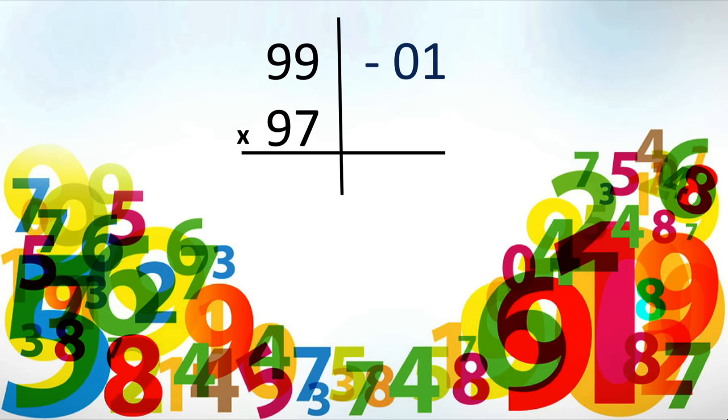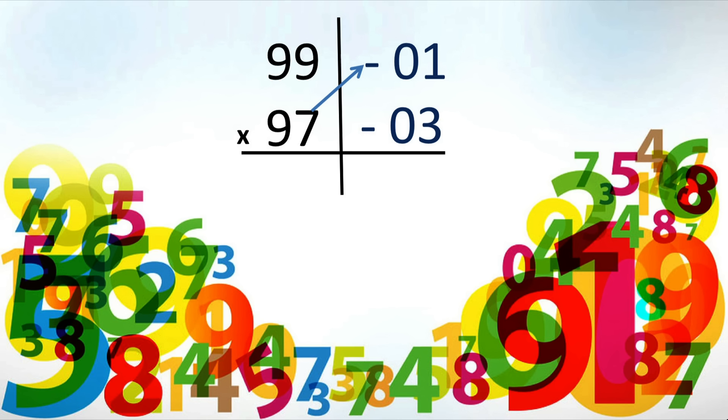So we're going to cross subtract and get the first part of the answer, like this. We're going to do cross subtraction. 97 minus 1 would give us 96. And we multiply 3 times 1 vertically, and we get our answer as 03.